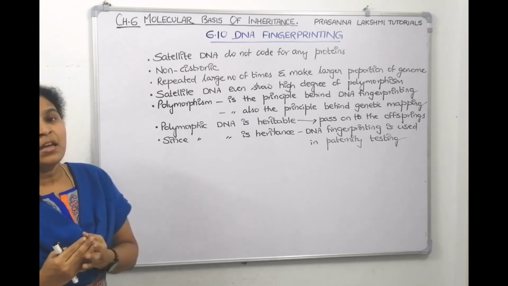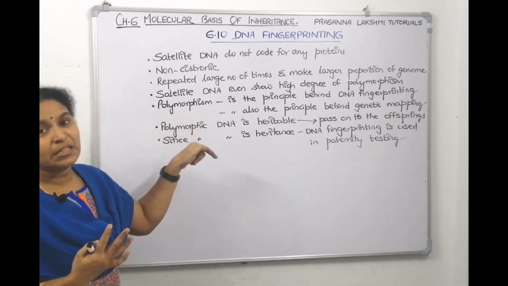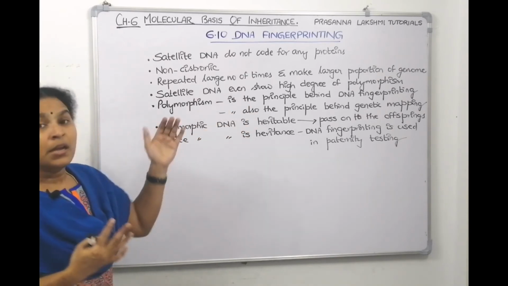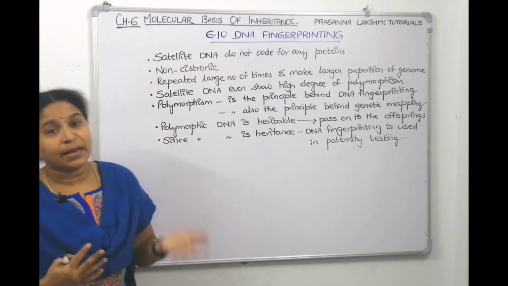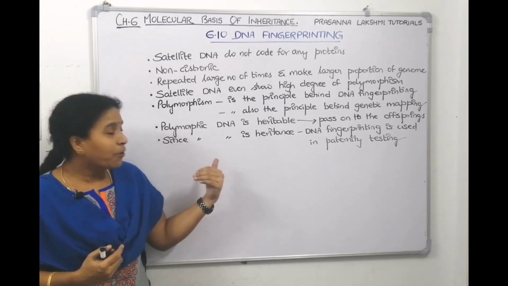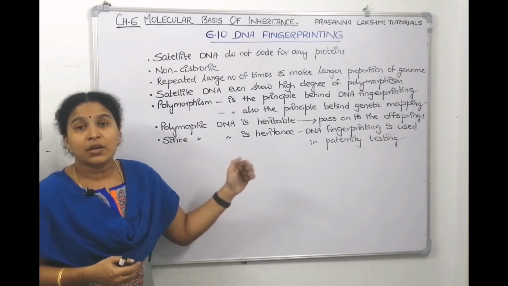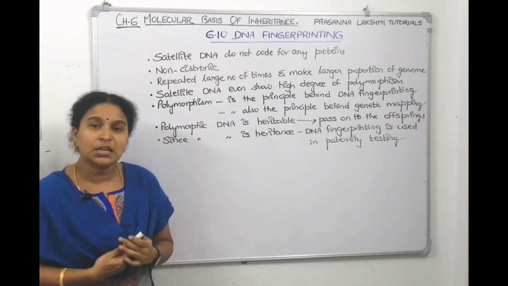And this satellite DNA will show variations, polymorphisms. Polymorphism is the principle behind DNA fingerprinting. It is also the principle behind genetic mapping. Polymorphic DNAs are heritable, that means they are passed on to the generations. Since polymorphisms are heritable, you can use DNA fingerprinting technology for finding out the father. We can use it for paternity testing.